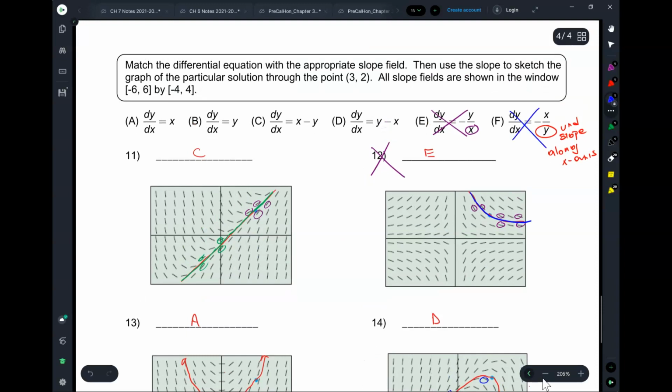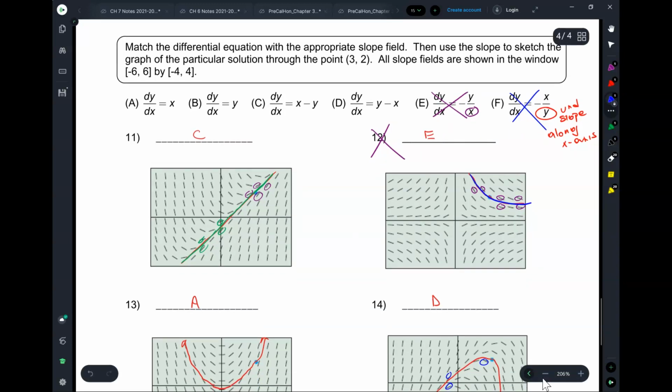Okay, next, the other two that are now easy are A and B, right? What does A and B say? A says the slope is just dependent on x. So that means for positive x values, you're always going to have positive slope. For negative x values, you're always going to have negative slope. There is a clear division, right? Negative slope, zero slope, positive slope as you go left to right.